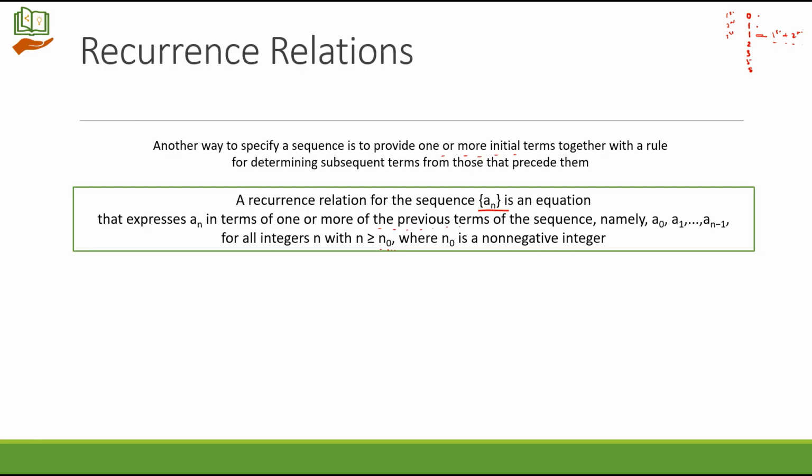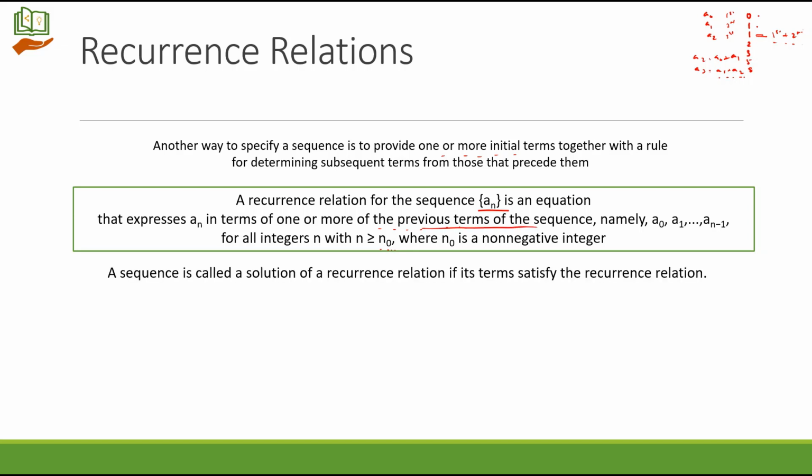So if you want to calculate a2, you need a0 and a1. In order to calculate a3 you will need a1 and a2. So we are just computing from the previous two terms. That's what they say. It will be expressed in the form of one or more of the previous terms of the sequence. A sequence is called a solution of a recurrence relation if its terms satisfy the recurrence relation.